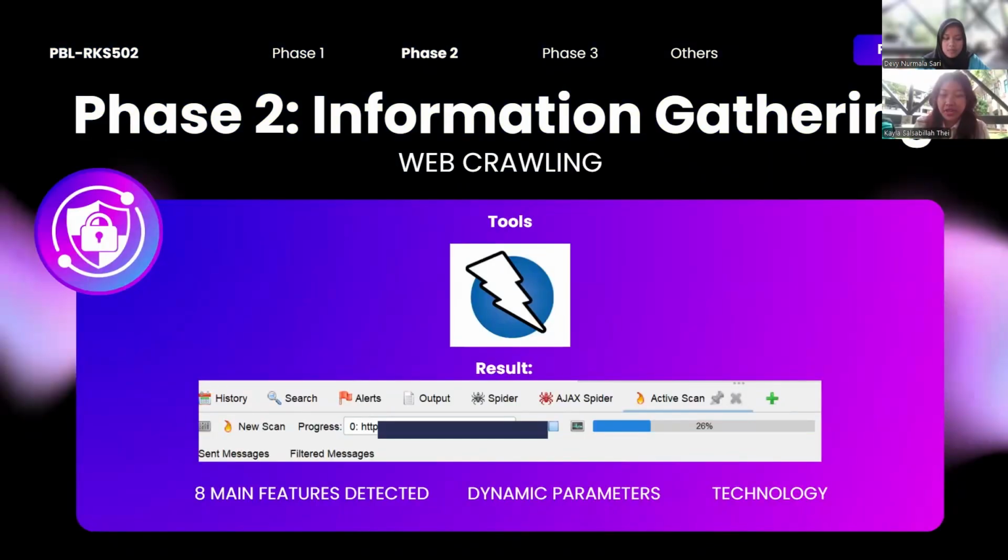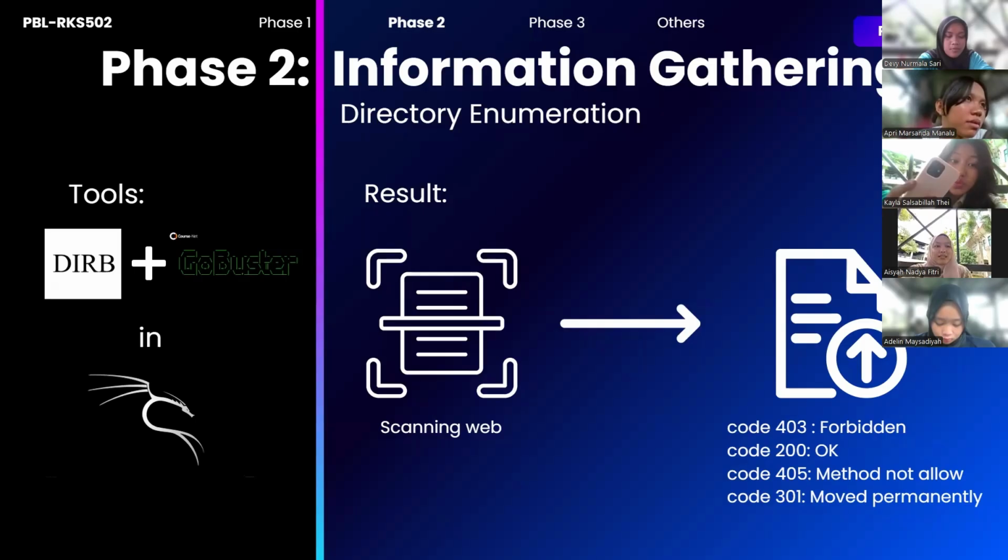So for the next phase, web crawling, which is like sending a robot spider to automatically explore every clickable link, form, and page to build a complete sitemap. The results are 8 main features detected, dynamic parameters, and also the technology behind the website. Next is an explanation of information gathering in the directory enumeration stage of the website.